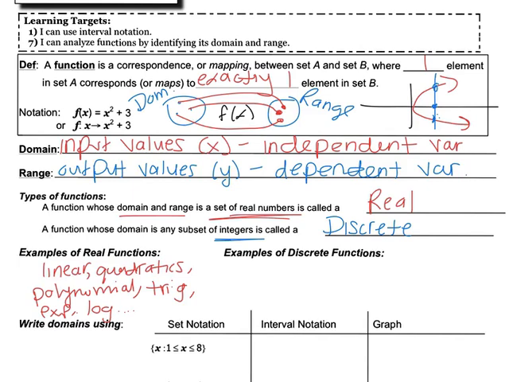Discrete functions are, like I said, not continuous functions. So I like to just think of them as choppy functions. They're not smooth. Examples of discrete functions would be sequences.